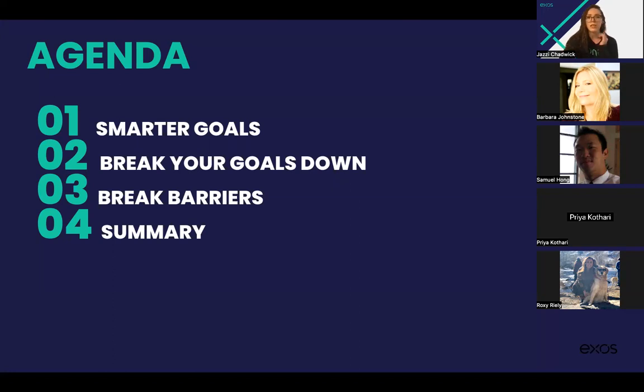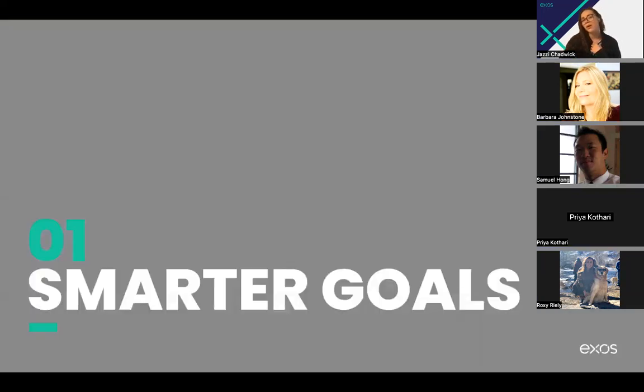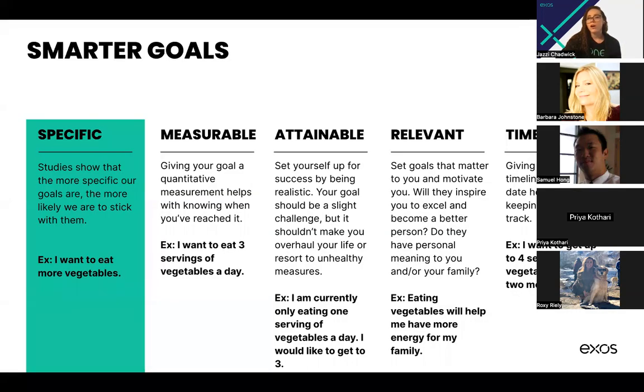So getting right into our smarter goals. There are other forms of goal setting, but I really do like the smarter goals way of doing it. I'm sure, again, we might have heard of the SMART part of it. So that's kind of what this slide is, right? We have specific, measurable, attainable, relevant, and time bound.